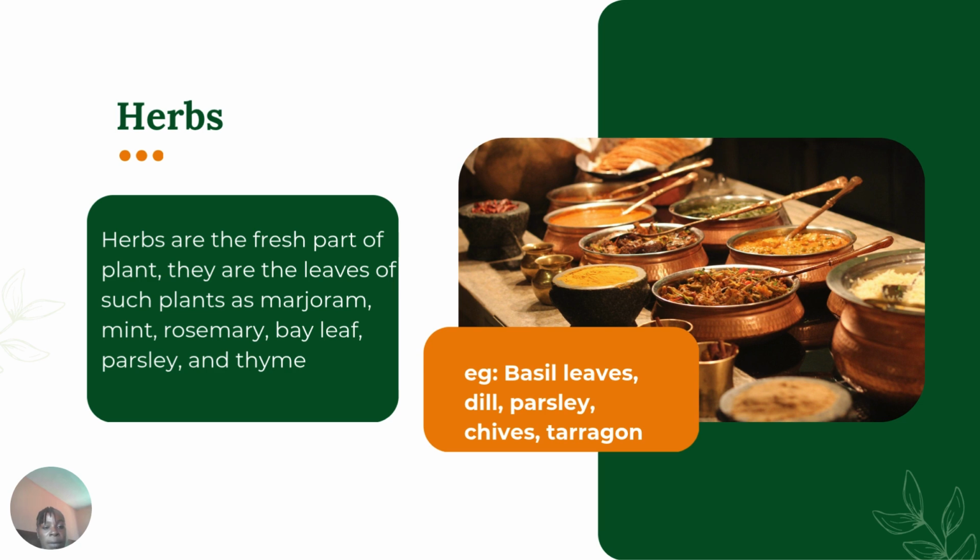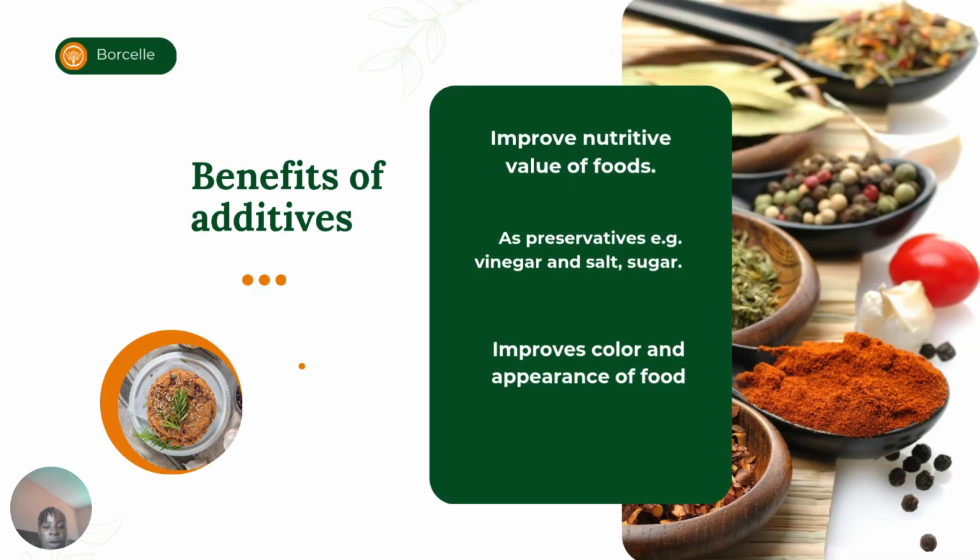So we have examples like I said, bay leaf, thyme, parsley, chives, and dill. We have tarragon as well. Tarragon is also a very good example of herbs. Herbs help to improve our food texture, the appearance, the shelf life of the food, the quality, and so on and so forth. So herbs are very good in our food.